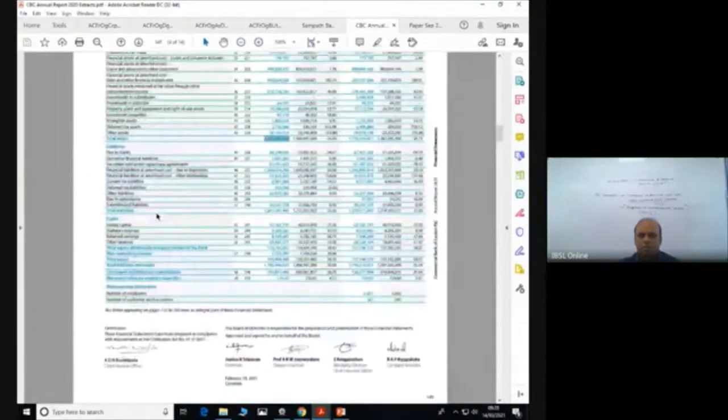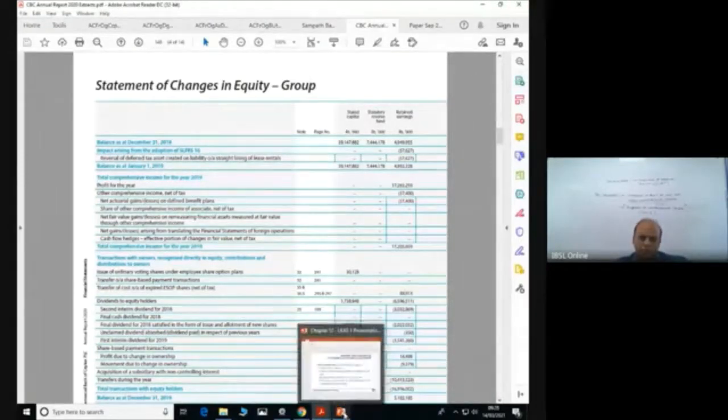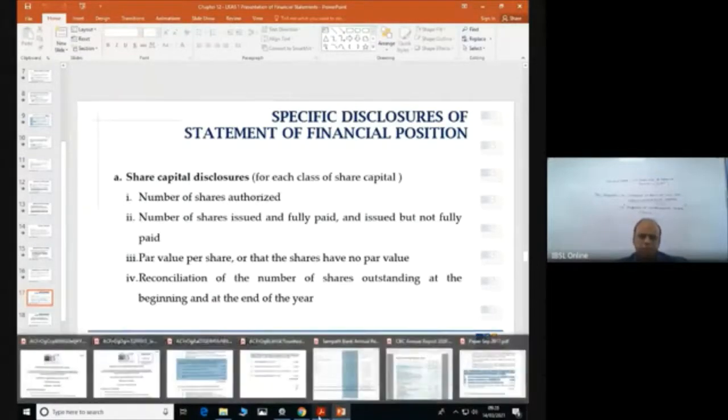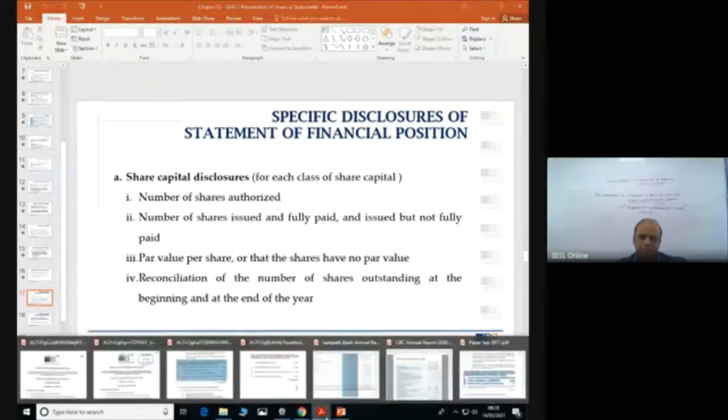So this is called the statement of changes in equity. I have requested them to upload all these financial statements to the portal. So you can go through this once you get it, or you can go to your own bank or maybe some other company. Go to the Colombo Stock Exchange website and you can get all these financial statements as you prefer. Okay.